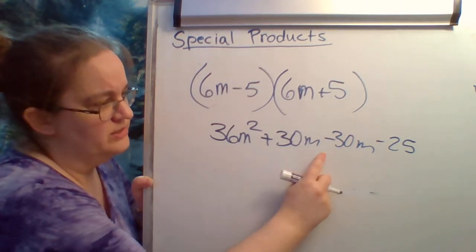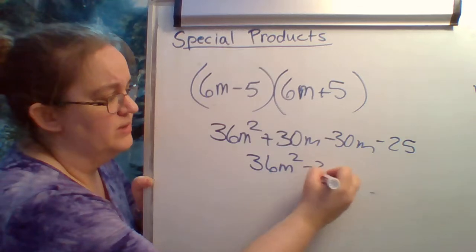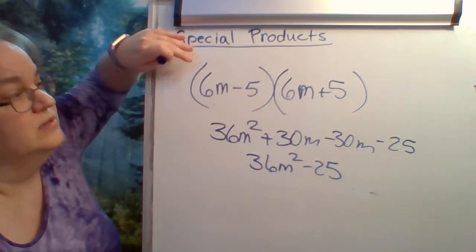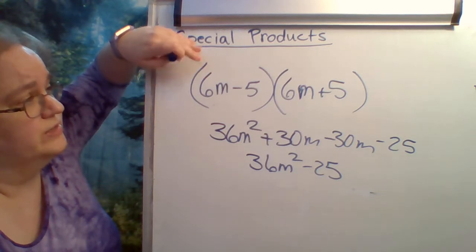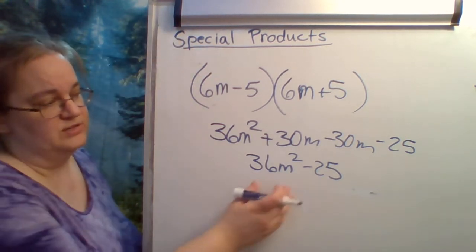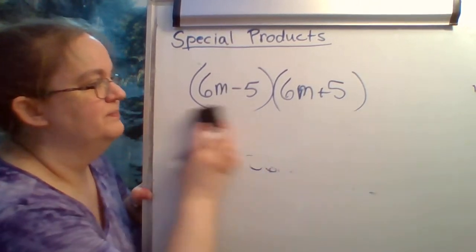Again, I got a plus 30m and a minus 30m. Those are going to cancel. So 36m squared minus 25. And again, if I use my rule for the product of a sum and a difference, it's the first term squared minus the second term squared. And so that's what I do end up with. Okay, let's take a look at another example.